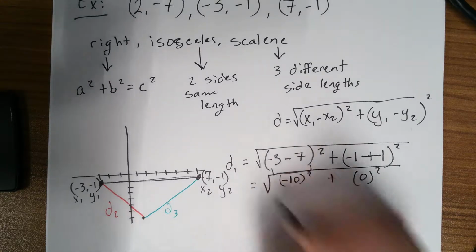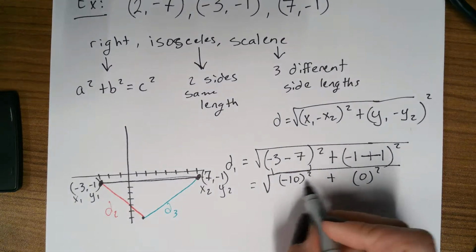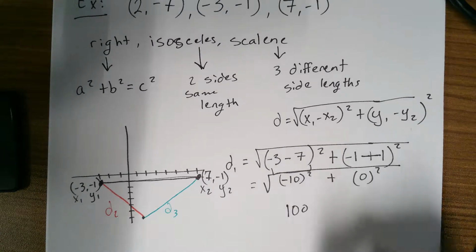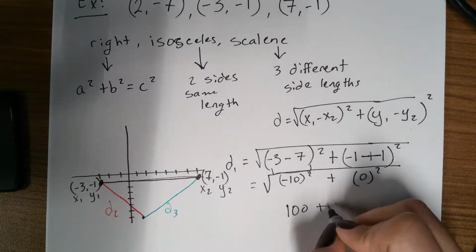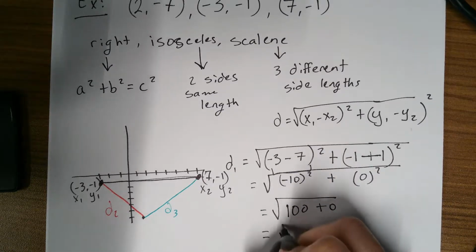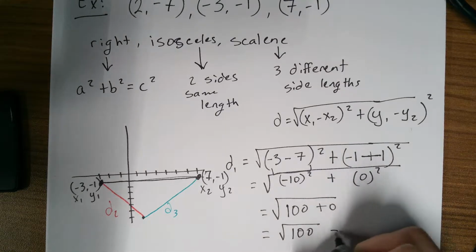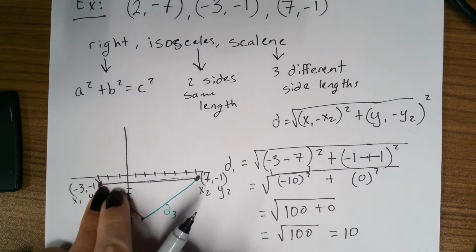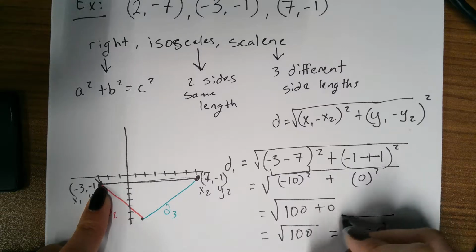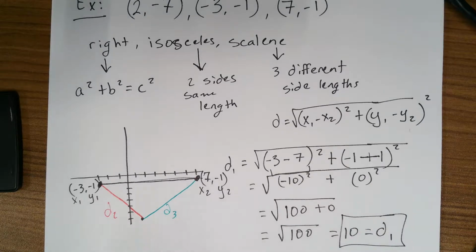Put all that back. All right, so -10 squared is actually positive 100, not 10. And 0 squared is just 0. So this ends up being the square root of 100, which is 10. So I know the length of this side is 10. Here's D1.